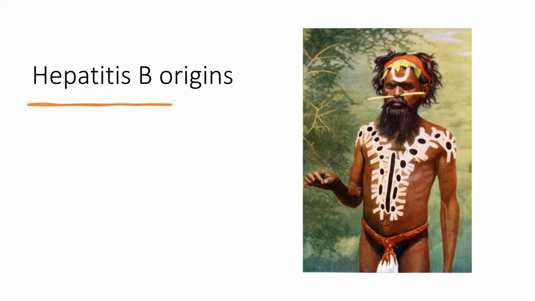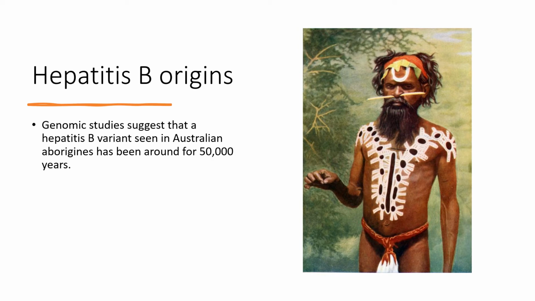But it's true that hepatitis B has been around for a long time. Genomic studies suggest that the hepatitis B variant seen in Australian Aborigines has been around for about 50,000 years. More recently, a 2018 study demonstrated the presence of hepatitis B among the remains of a 4,500-year-old human from the Bronze Age. This study also found that some ancient hepatitis viral strains can still infect humans.